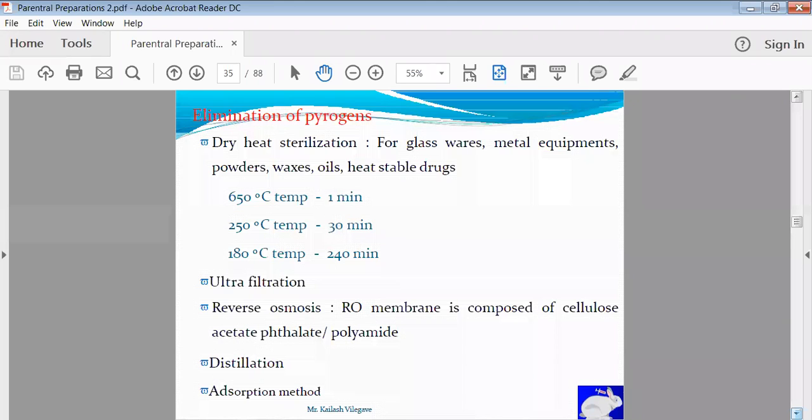Otherwise, we can go for ultrafiltration by using very small filters. Ultra pores are there, so through that also we can separate out the pyrogens. As well as, various membranes are available today. By using RO membranes, or reverse osmosis membranes, we can separate out the pyrogens through the filtration process. The distillation process is also used, and the adsorption method is also used, but distillation can be used only for the purification or removal of pyrogen from the vehicle only.